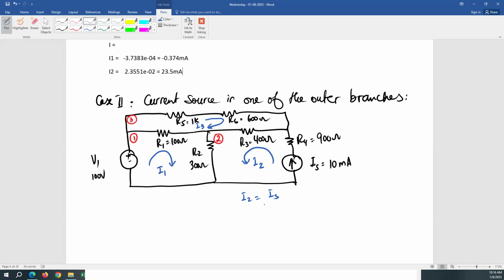You don't know the current of mesh number 1 or mesh number 3, but you don't have to write down 3 equations in this case. You only need to write down 2 equations for mesh 1 and mesh 3. Don't write down the equation for mesh 2 because you already know the value of that current. So once you know the value of any current, you don't write down the equation for that mesh.